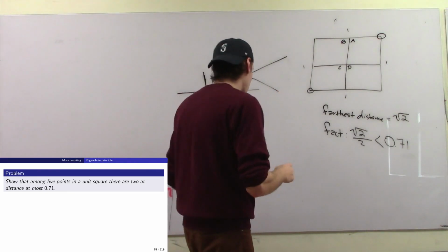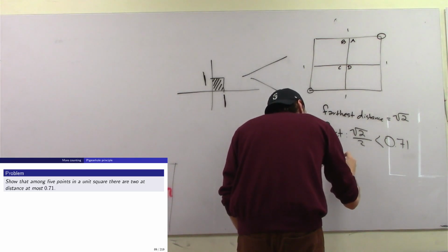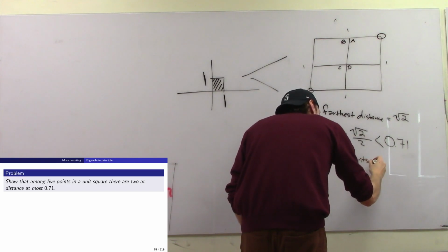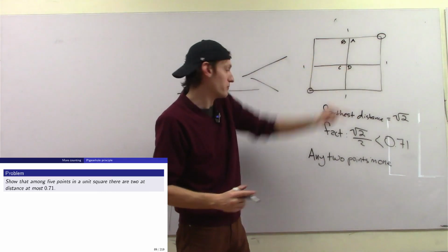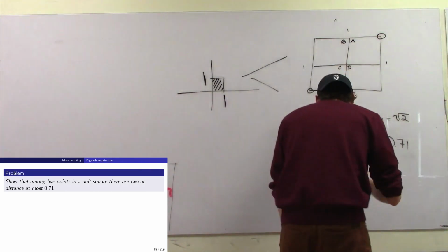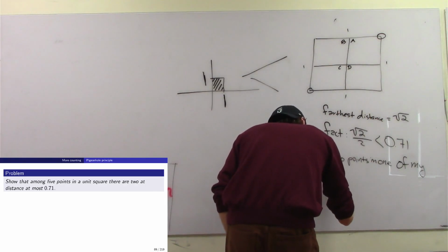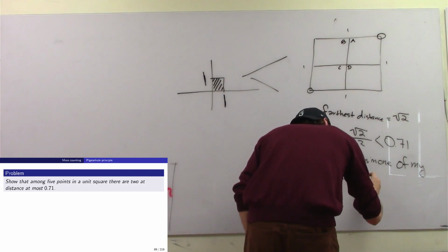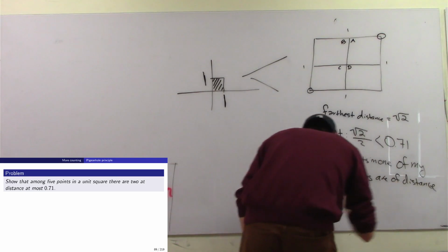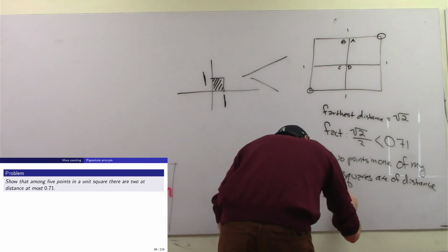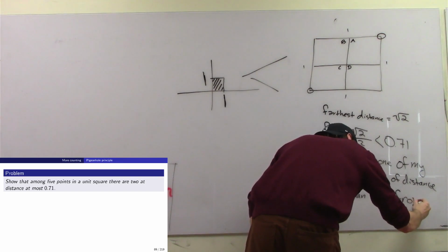And the observation I'm going to make now is that any 2 points in one of my small squares will be of distance no more than this distance right here, which is root 2 over 2, half the distance between these 2 corners. So any 2 points in one of my smaller squares are of distance no more than root 2 over 2 from each other.